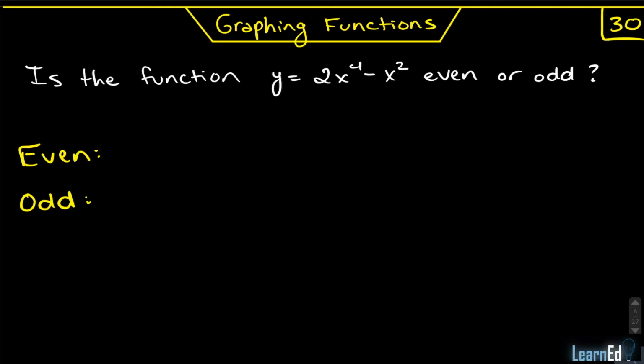is the function y equals 2x to the 4th minus x squared even or odd? Okay, so we have to review the idea of having an even function and an odd function. An even function is when you have symmetry about the y-axis. In other words, f of x equals f of negative x. Okay, y equals x squared is an example of an even function.